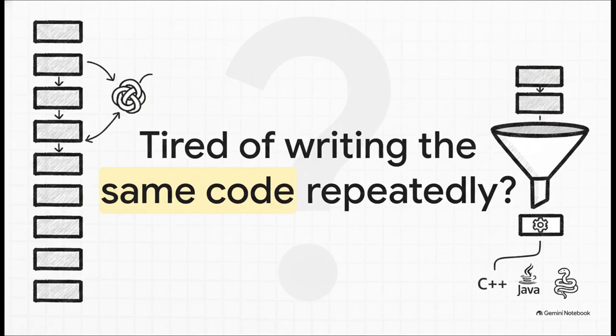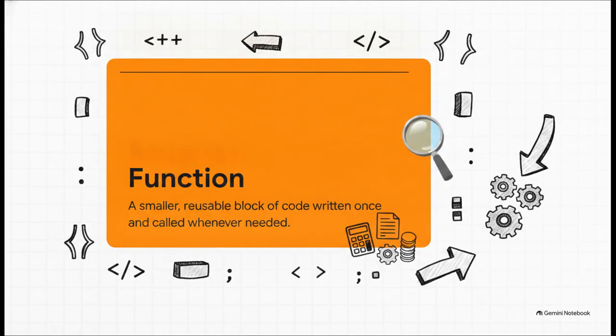Thankfully, programming languages were built with a really clever way out of this trap. Enter our hero, the function. A function is exactly what it sounds like. It's a smaller, self-contained, completely reusable block of code. It's the ultimate solution to repetition. Instead of writing that same math equation or text prompt 20 times, you write it once, you wrap it up inside a function, and then you just call it by its name whenever you need it to do its job. It keeps everything neat, tidy, and incredibly efficient.